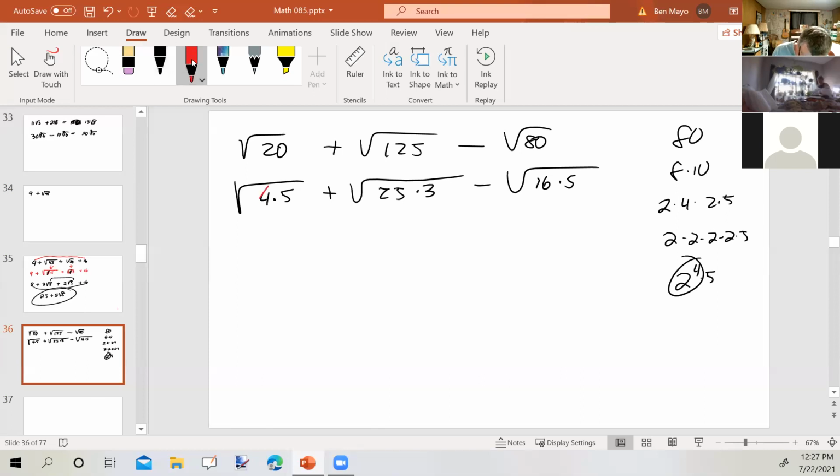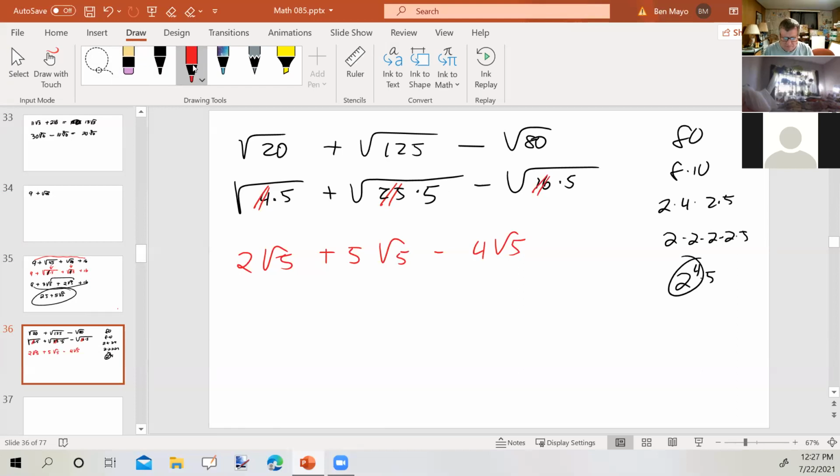So now what have I got? Well, this is going to be 2 square roots of 5 plus 5 square roots of 3 minus 4 square roots of 5. Oh, they don't all go together, do they? You know what? I messed up. My multiplication messed up right there. What should that have been? Should have been a 5. So then I would have had that.